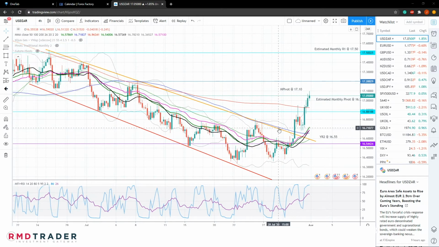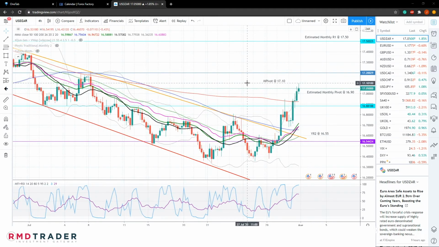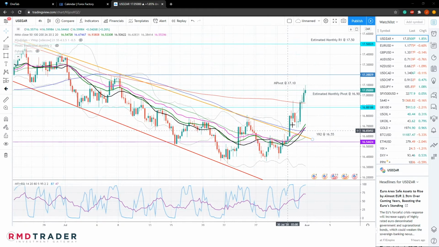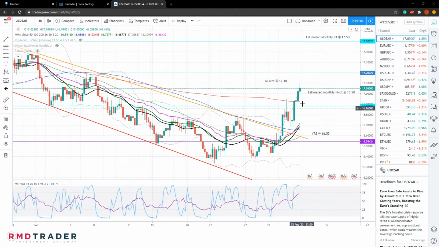And what I'd also like to point out is that our monthly pivot from last month was sitting on 17 Rand 10 cents, and that was our target as set out in our market overview video last week. And as we can see, we have perfectly hit that number on Friday.